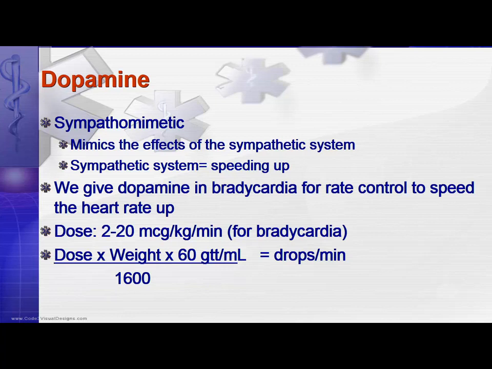All right. However, there is a pretty simple formula as long as it's in a 1600 mic concentration, which is going to be what you typically have in a pre-made bag. Okay. And so essentially, use your dose times weight times 60 drips, because you're always going to use a 60 drip set, right? Divided by 1600.